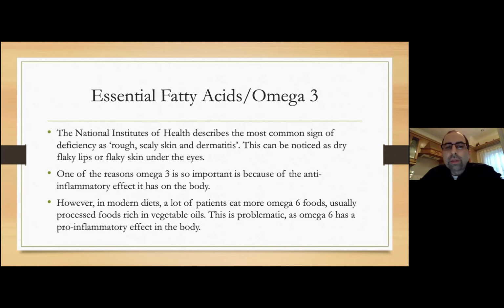One of the reasons omega-3 is so important is because of the anti-inflammatory effect it has on the body. However, in our modern diets, a lot of people eat more omega-6 foods, which are usually processed foods rich in vegetable oils. So they don't contain omega-3, they contain omega-6. This is a problem because omega-6 has a pro-inflammatory effect as opposed to the anti-inflammatory effect of omega-3. So there has to be a balance between omega-3 and omega-6 for the body's health and development.